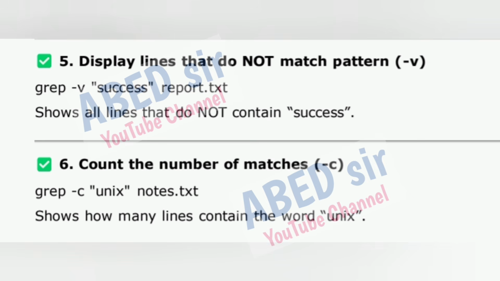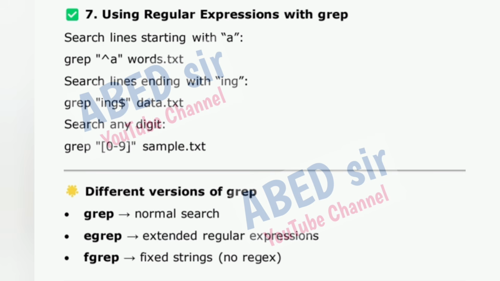6. Count the number of matches, -c. grep -c Unix notes.txt. Shows how many lines contain the word Unix. 7. Using regular expressions with grep. Search lines starting with A: grep '^A' words.txt. Search lines ending with ing: grep 'ing$' data.txt. Search any digit: grep '[0-9]' sample.txt.